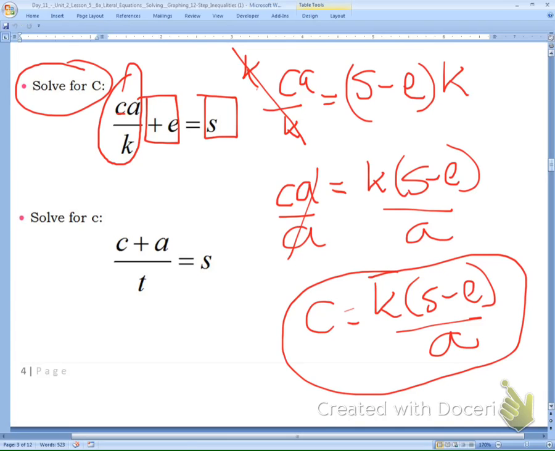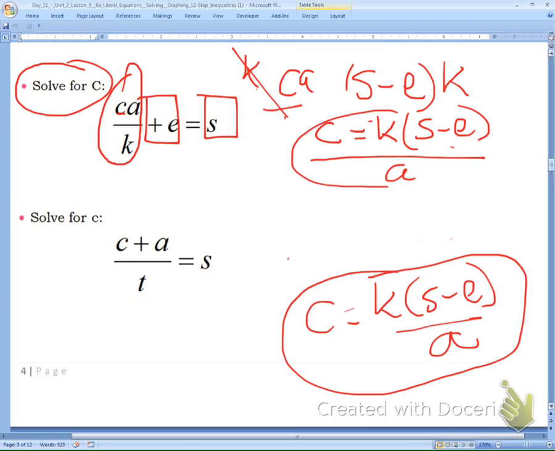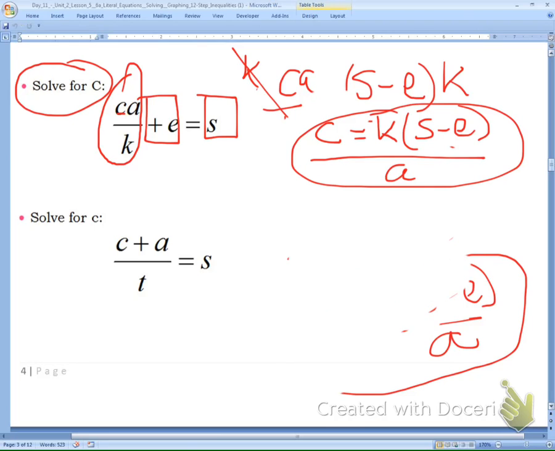Last example, I'm going to erase so that we have some room to do it. I will rewrite the answer up here, that way if you need to look back and see what the correct answer is, you have it. I just don't have all the steps though. So the next question says to solve for C.